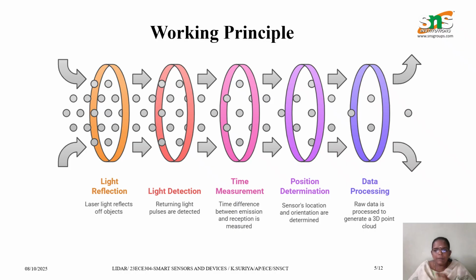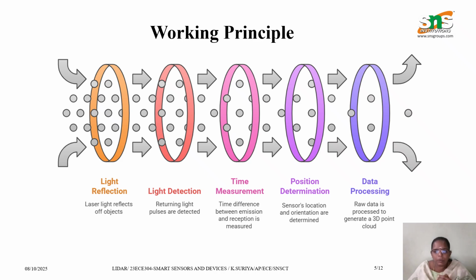laser light. The wavelength of the laser light can vary depending on the application, but common wavelengths include infrared, green, and ultraviolet wavelengths. Next important component is the scanner and optics, where it directs the laser beam and collects the reflected light. The scanner can be mechanical using rotating mirrors or solid state using electronic beam steering. Next important component is the photodetector, where it detects the returning light pulses and measures their intensity.